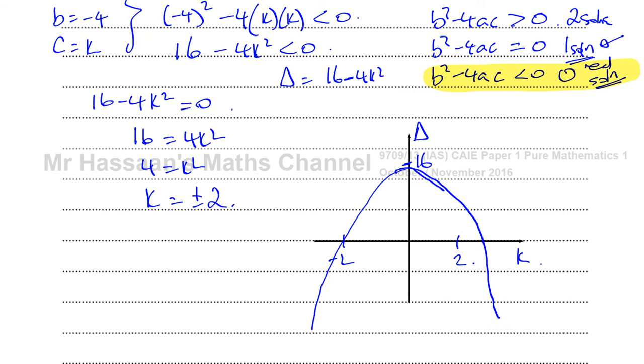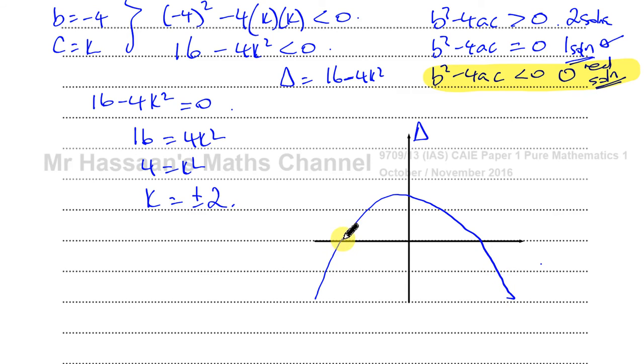Let me just draw a nice quadratic. You don't have to do this, by the way. This is just for purposes of explaining. I'll try and draw a quadratic as best as I can. That's minus 2, and that's plus 2, and that's 16. So this tells us about the discriminant. The discriminant is equal to 16 minus 4k squared.